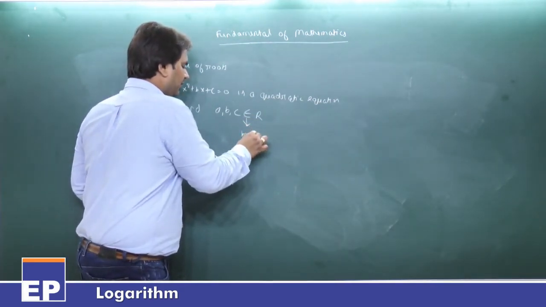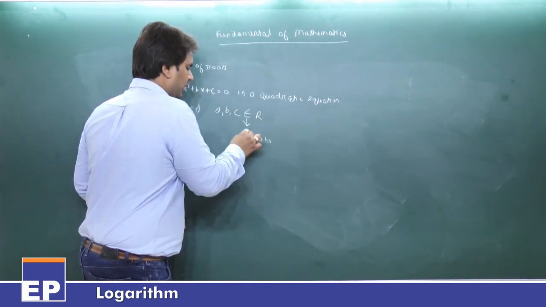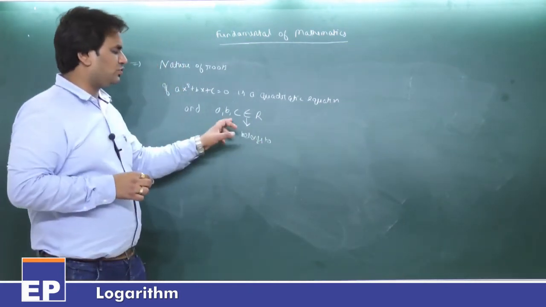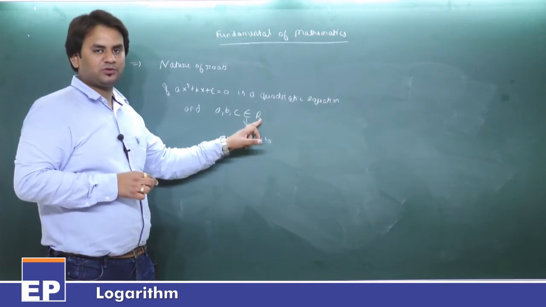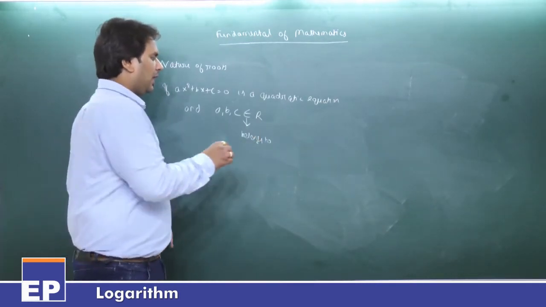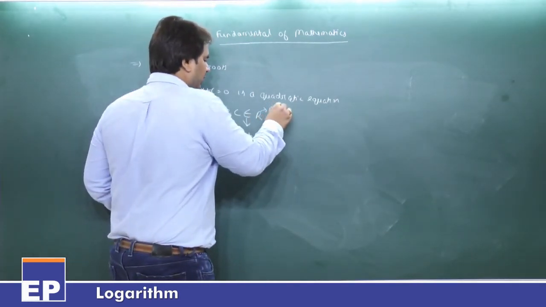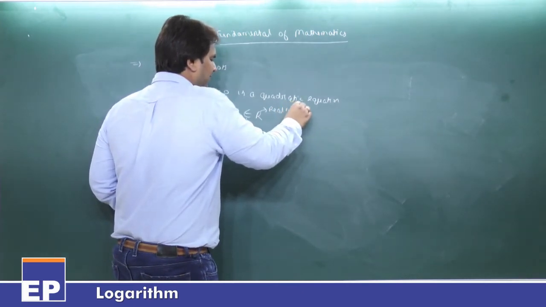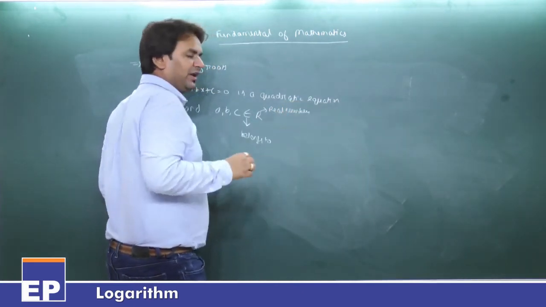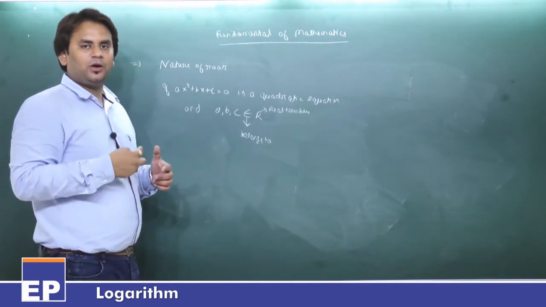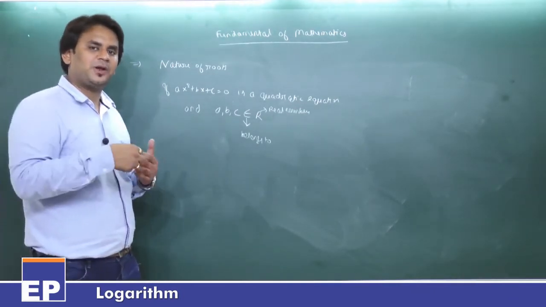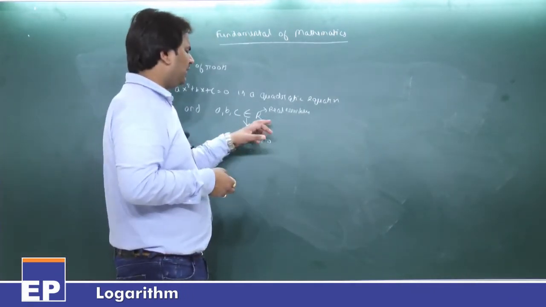This symbol implies belongs to, right? What is belongs to? It means it belongs to something. What will it belong to? It will belong to real numbers. What is R? Capital R is your real numbers. You have studied real numbers on the number line from minus infinity to plus infinity. All the numbers, rational numbers, irrational numbers, prime numbers, composite numbers, all come in real numbers.